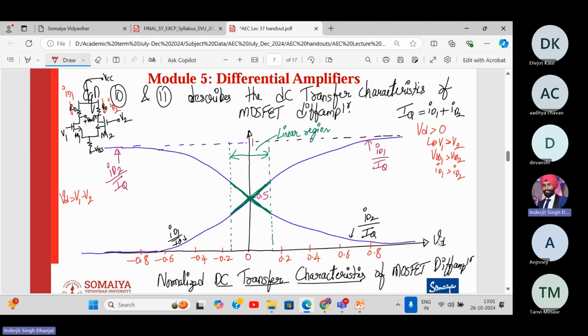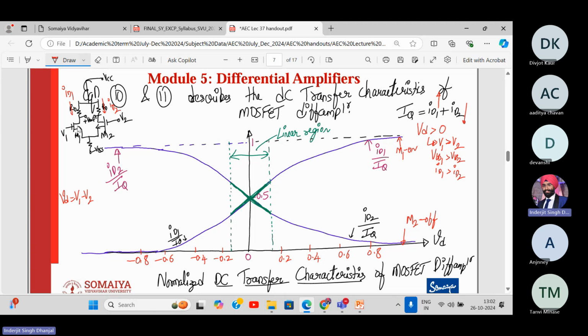And as the differential voltage increases further, V1 becomes more and more greater than V2. That means my current ID1 becomes more and more greater than ID2. And don't forget, see what is happening here: ID1 is increasing, ID2 is decreasing. So when the difference between V1 and V2 is too large, at this point of time, M2 is almost off. Why? Because the entire IQ flows through only ID1. ID2 is almost going to zero. And here M1 is fully on. So M1 is carrying all the current.